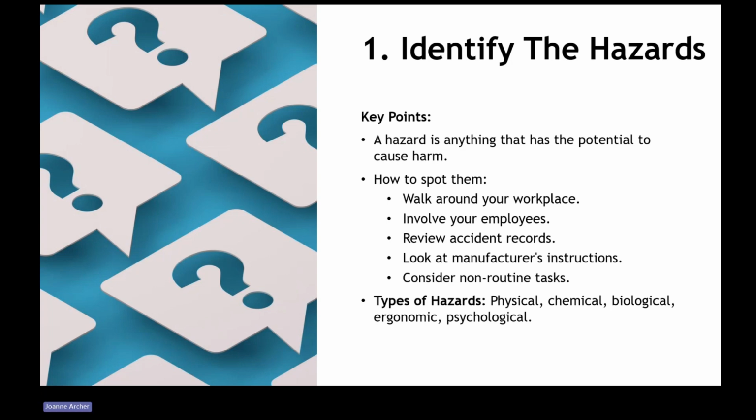We have physical hazards, including things like noise, electricity, and fire. Chemical hazards are substances like cleaning fluids or dust. Biological hazards are things like bacteria or viruses. Ergonomic hazards are related to how we work, such as poor posture. And psychological hazards include things like stress or bullying.